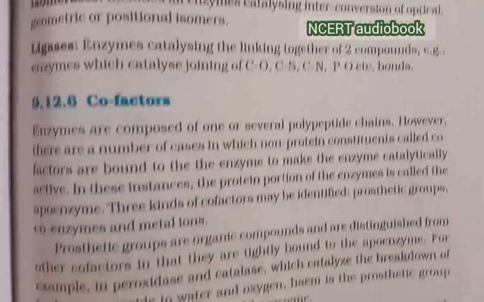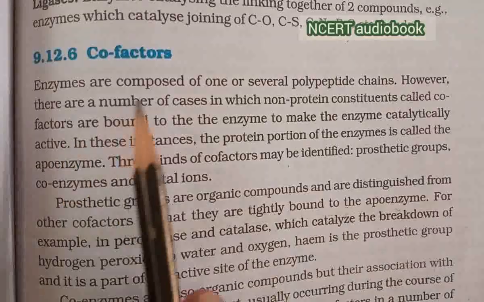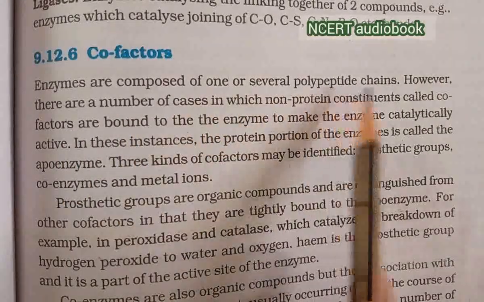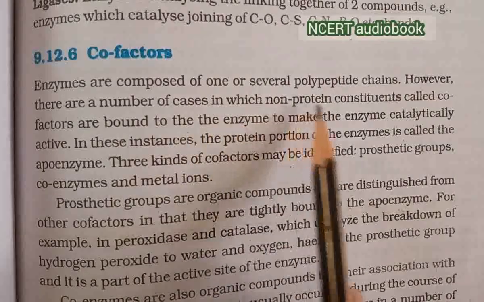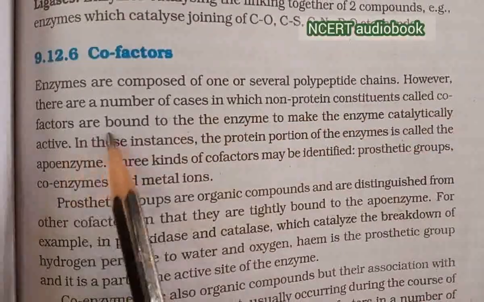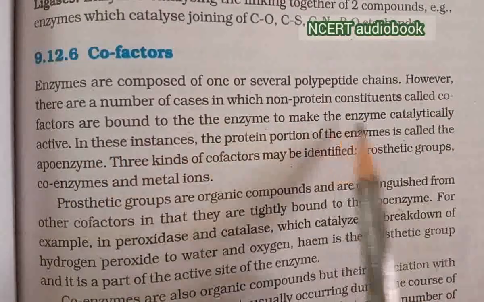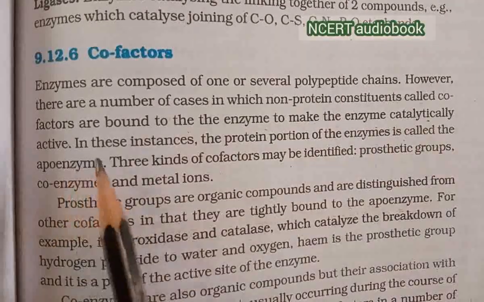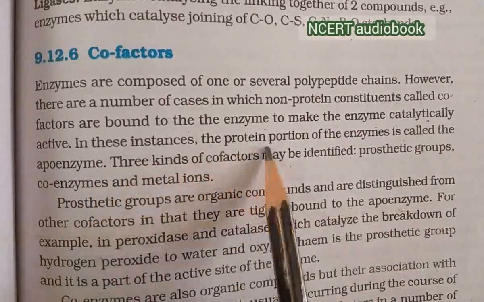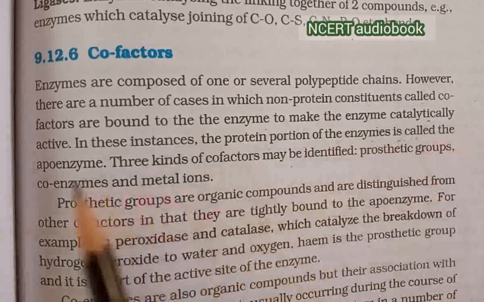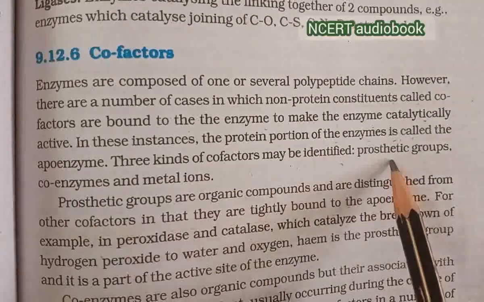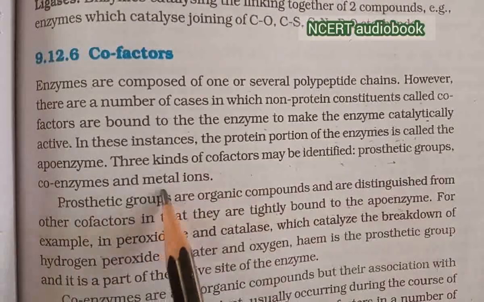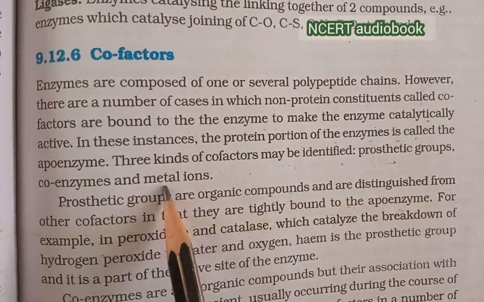Cofactors. Enzymes are composed of one or several polypeptide chains. However, there are a number of cases in which non-protein constituents called cofactors are bound to the enzyme to make the enzyme catalytically active. In this instance, the protein portion of the enzyme is called the apoenzyme. Three kinds of cofactors may be identified: prosthetic group, coenzyme and metal ions.